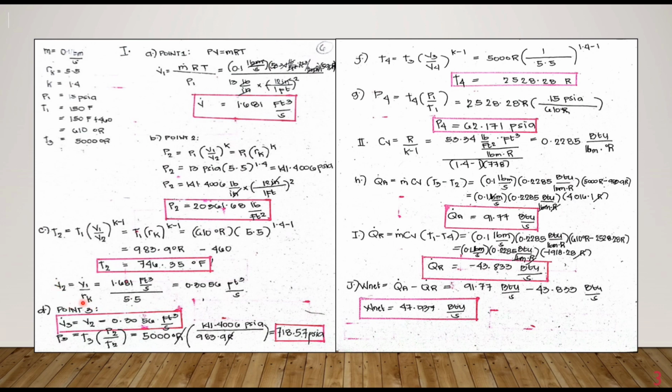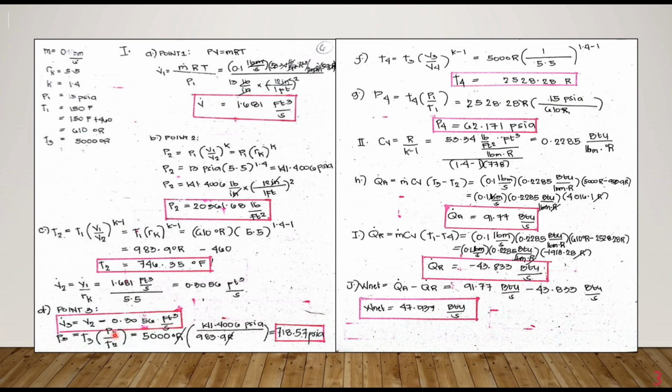And for our V2, we are going to use this formula, V2 is equal to V1 over rk. So we have to substitute the value. So 1.681 cubic feet per second over 5.5. So our V2 is equal to 0.3056 cubic feet per second. And next for our D or point 3, we have V3 is equal to V2, which is 0.3056 cubic feet per second.